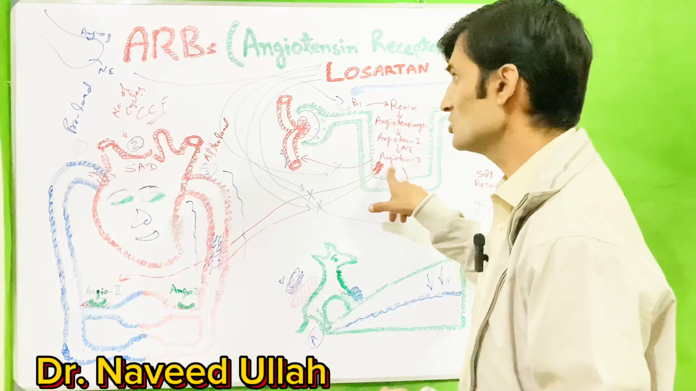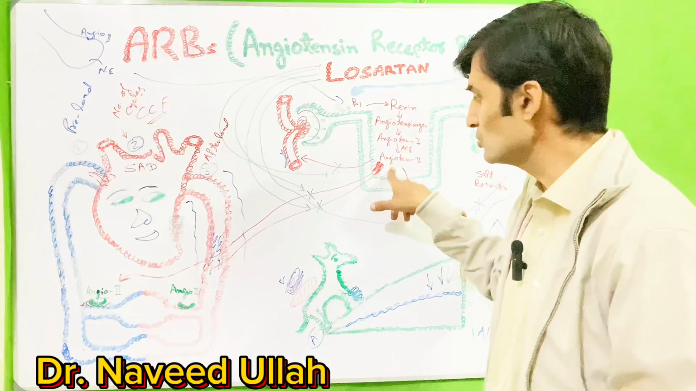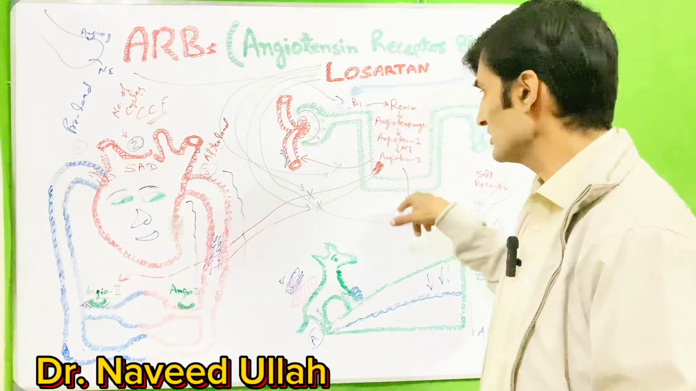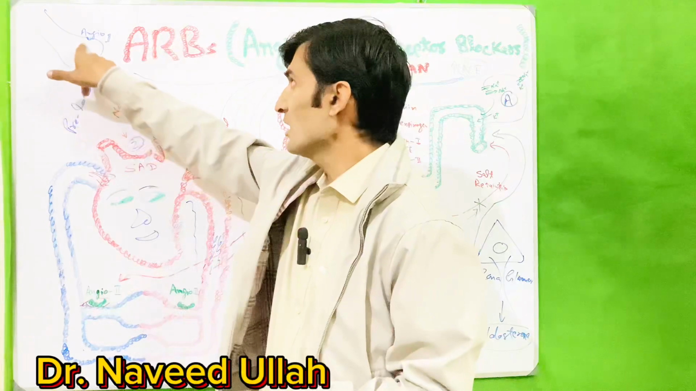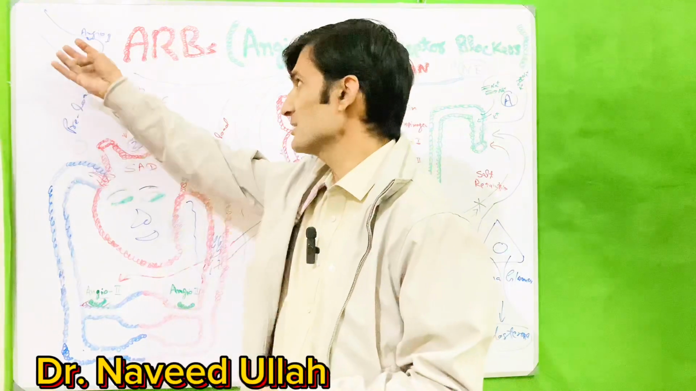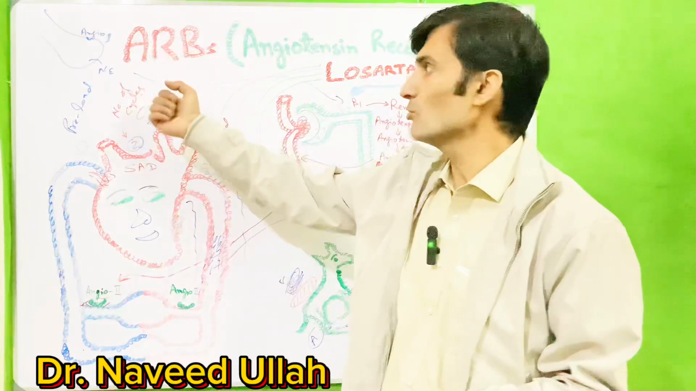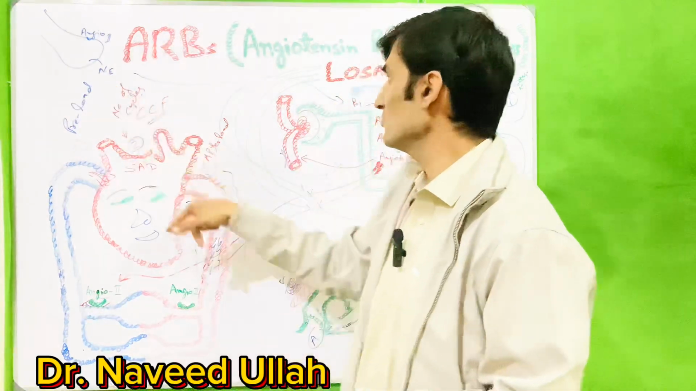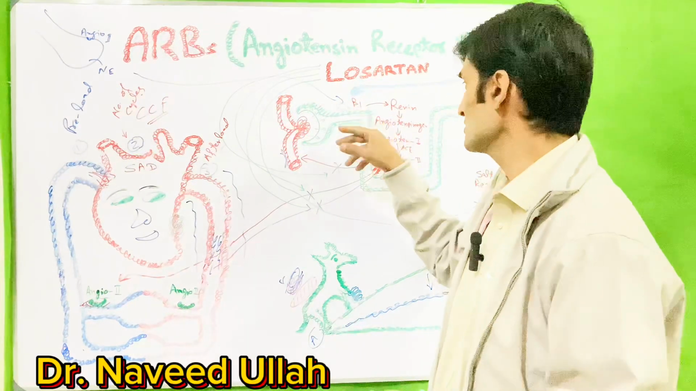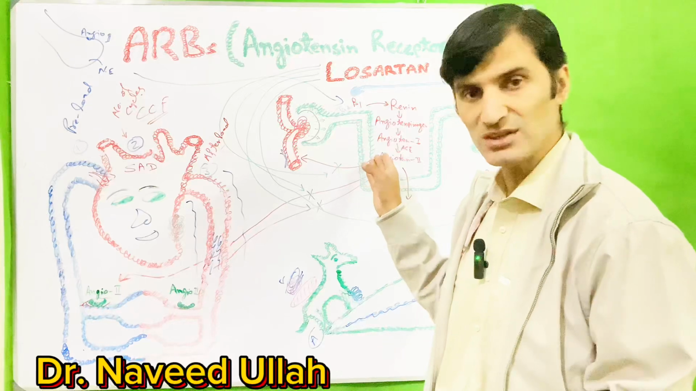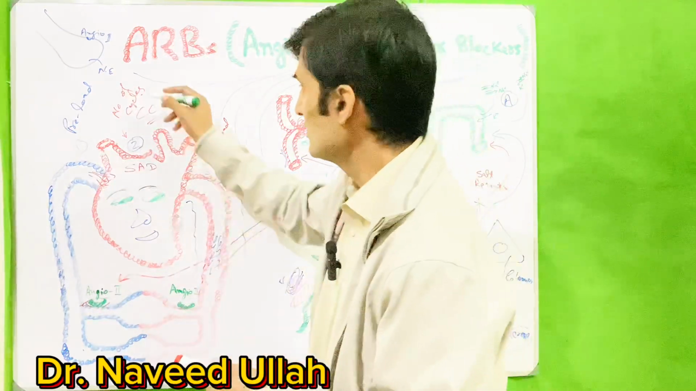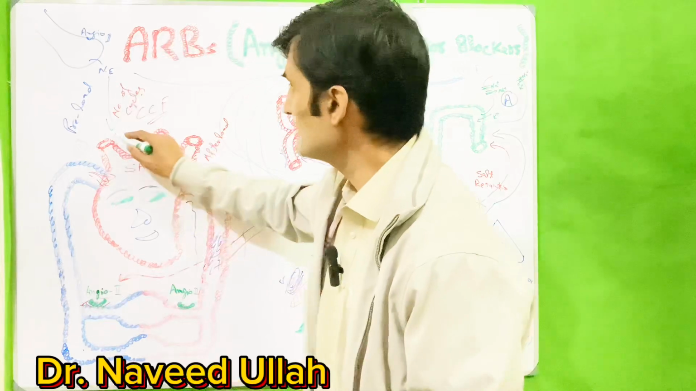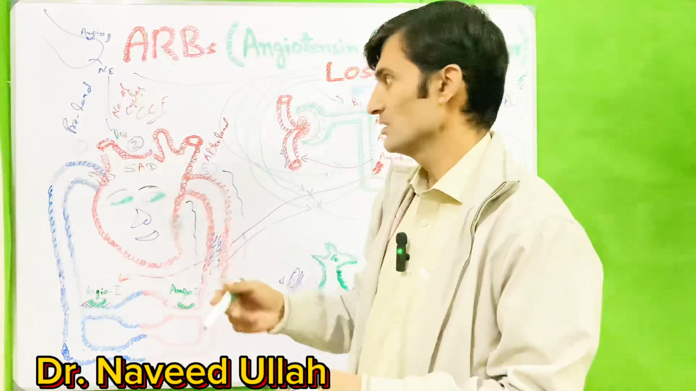Again, when this angiotensin 2 is released, it will act on the postsynaptic nerve terminal, where there is an angiotensin 2 receptor, and causes release of more and more norepinephrine. This norepinephrine will again act on beta 1 receptors and stimulate the release of angiotensin 2, and also this norepinephrine will act on the beta 1 receptor of the heart.